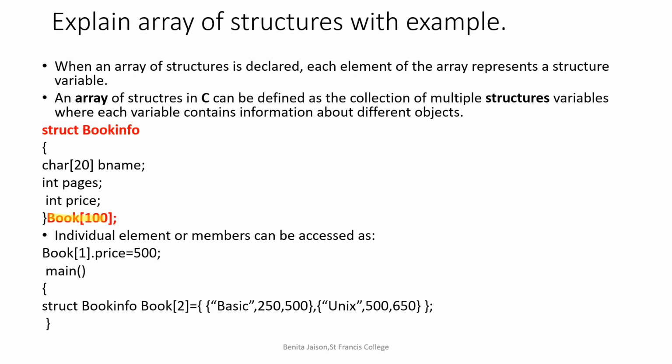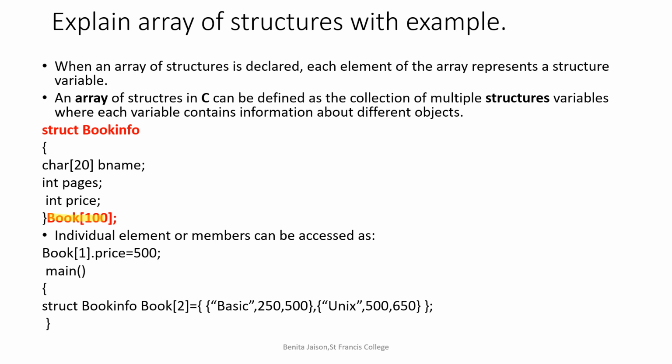Along with the definition of the structure, we can give the declaration of the structure variable book[100] and then end with a semicolon. Individual members can be accessed for each of these array elements by indexing the structure array variable name. Here the structure array variable name is book, and the indexing starts from index number 0. Index number 1 will be the second book. In order to assign the value 100 as the price of this book, you can give book[0].price = 100.